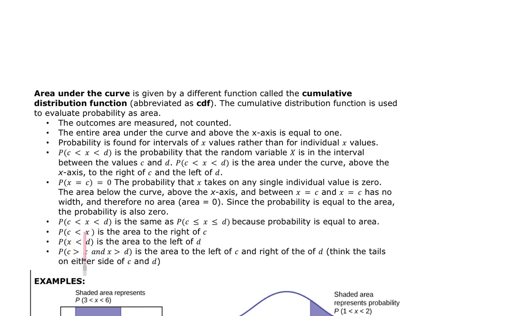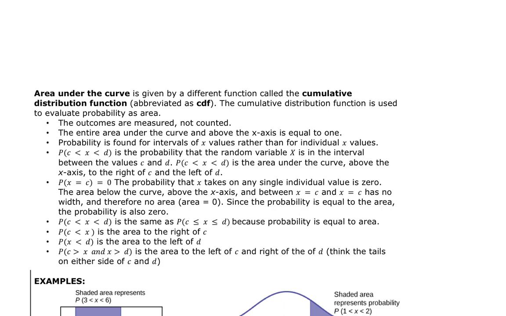The probability of X being between C and D is the same as with equality, because the probability is equal to area. So we don't worry about strictly less than and strictly greater than in this type of distribution. The probability of C being less than X is the area to the right of C that I'm looking for. The probability of X being less than D is the area to the left of D. The probability of X less than C or X greater than D means that I'm looking for the area to the left of C added to the area to the right of D. So we want to think of that as kind of like tails.